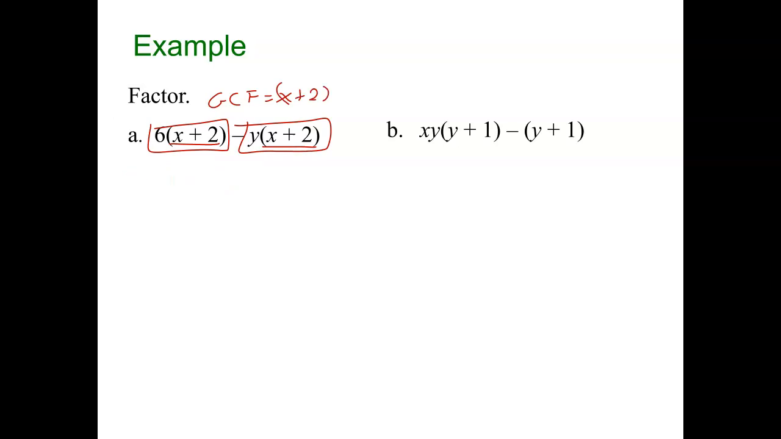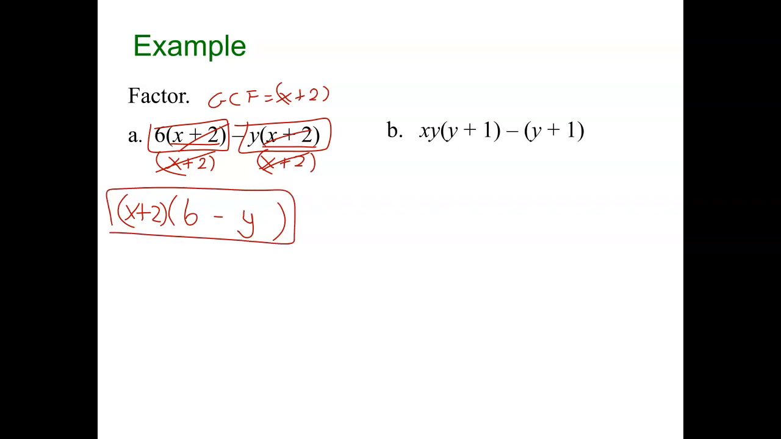So now I want to factor it, right? So I need to divide both of these by the quantity of x plus 2. So that's my greatest common factor. Now I need to ask myself, what am I going to be left with? If I take 6 times x plus 2 and I divide it by x plus 2, what am I left with? Just the 6, right? Those cancel out. If I take negative y times x plus 2 and divide it by x plus 2, I'm just left with negative y. So now I have it factored.